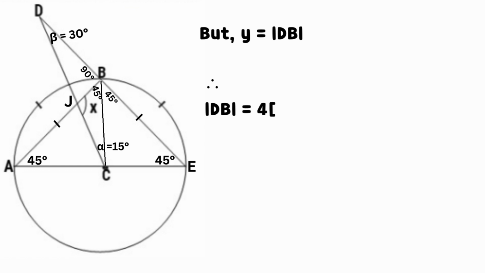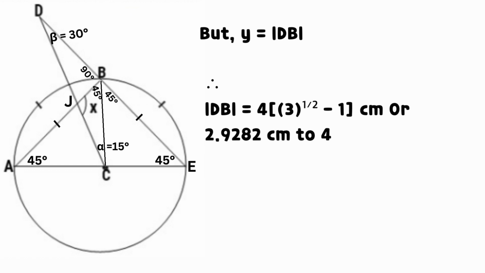But y equals to the length of line D, B. Therefore, the length D, B equals to the product of 4 and the square root of 3 minus 1 in centimeters, or 2.9282 centimeters to 4 decimal places.